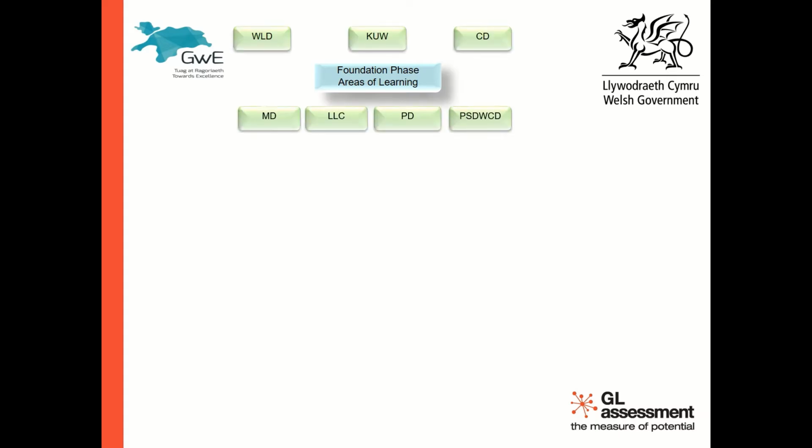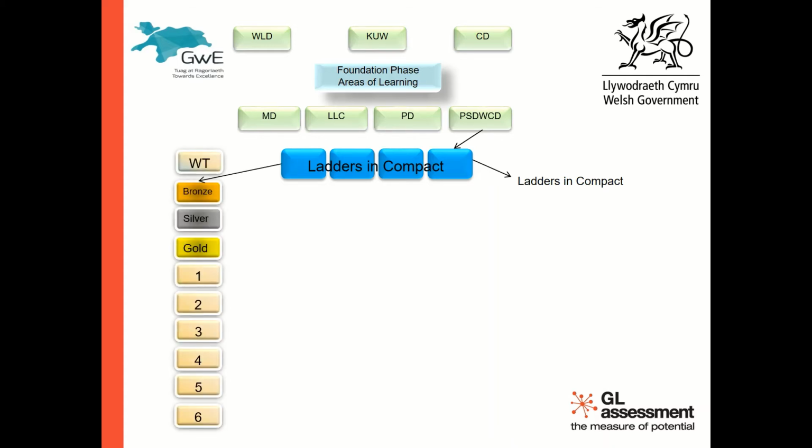These are the foundation phase areas of learning. The flashing areas are the ones to be observed. There are 4 skill ladders to be observed in each area of learning. Therefore, 16 skill ladders in total. Each skill ladder is graded working towards outcome 6.